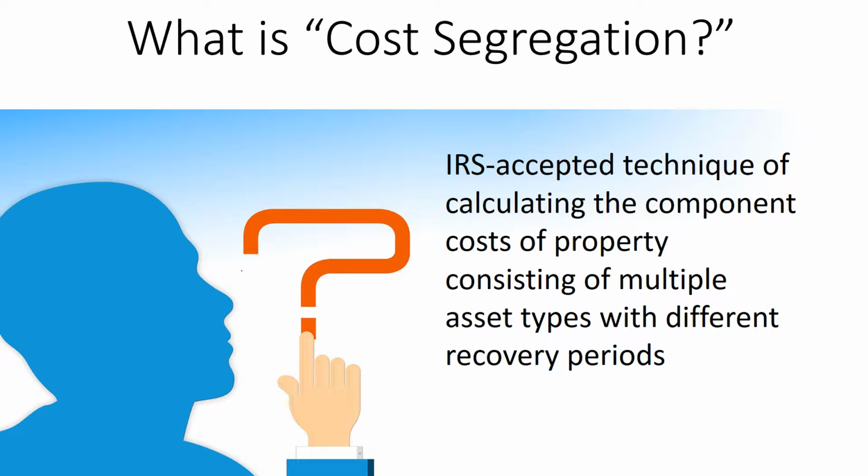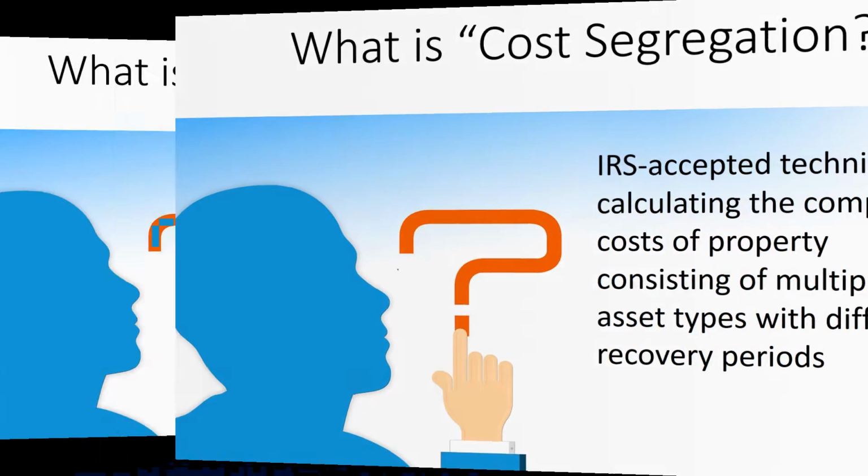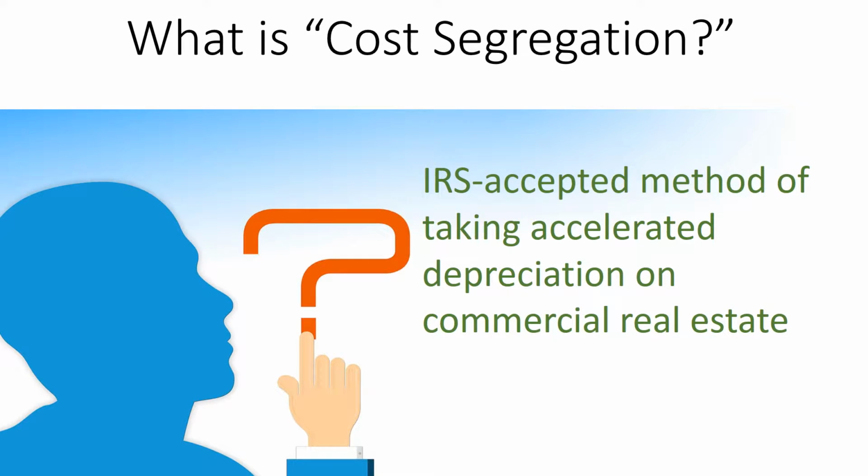So what is cost segregation? In brief, it's the IRS-accepted technique of calculating the component costs of property consisting of multiple asset types with different recovery periods. A simpler definition is that it's the IRS-accepted method of taking accelerated depreciation on commercial real estate.